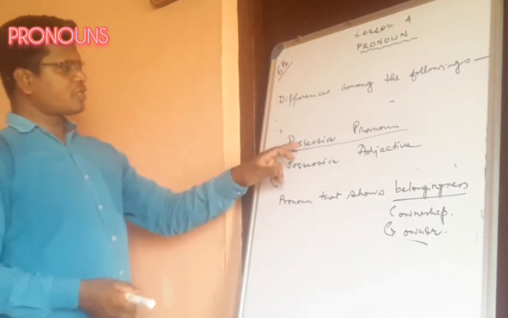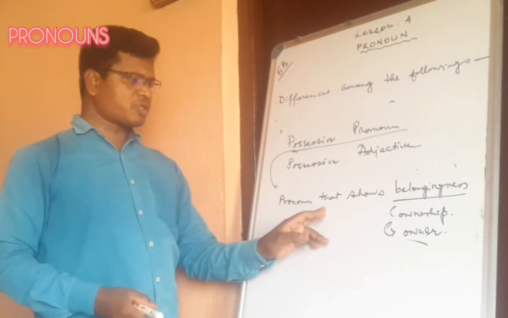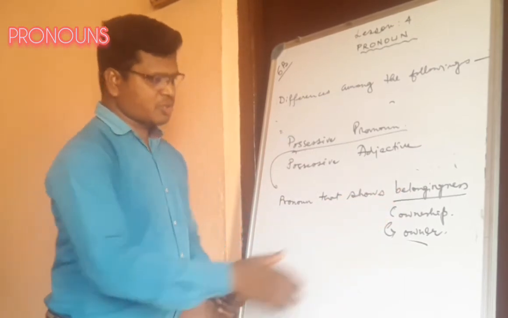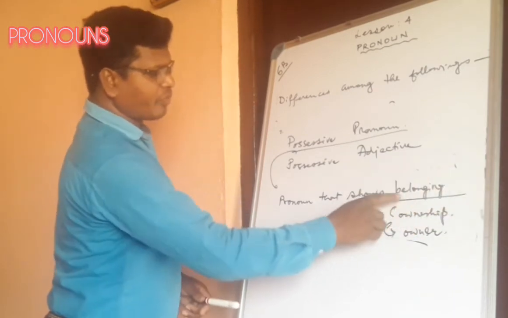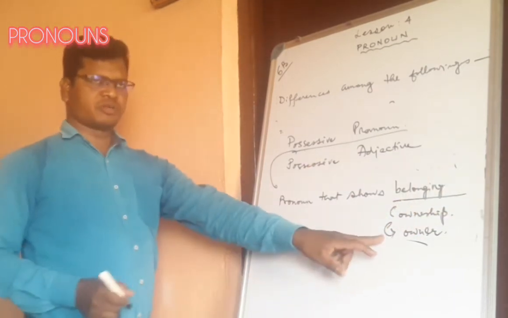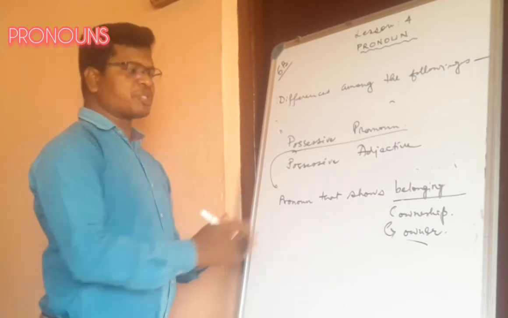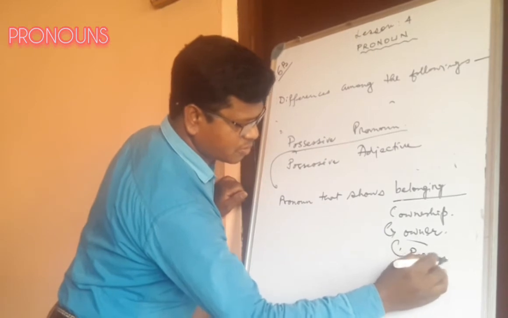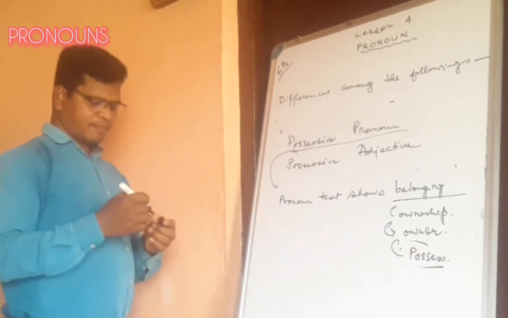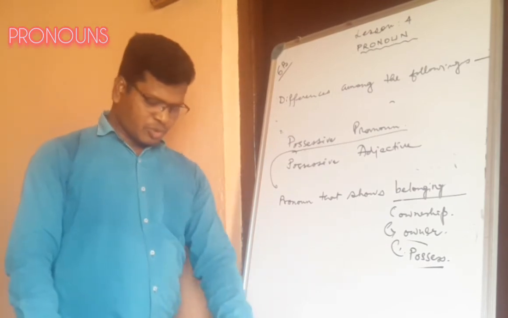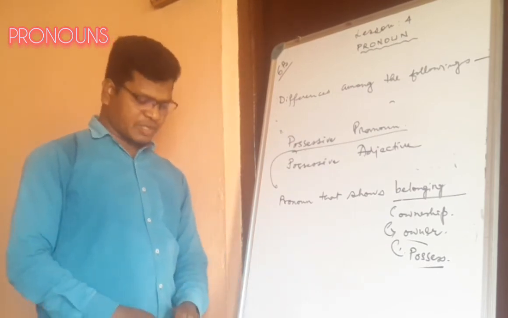So the possessive pronoun shows belonging, it shows ownership, the owner. So who is the owner? Who possesses that? We can also write that, possess. So a certain thing is possessed by somebody. Like in the example we can see here.